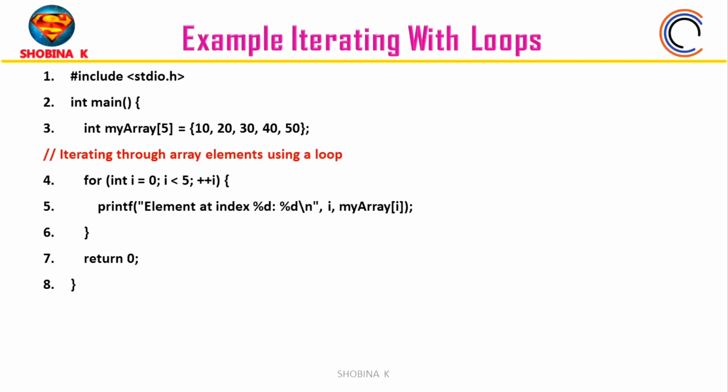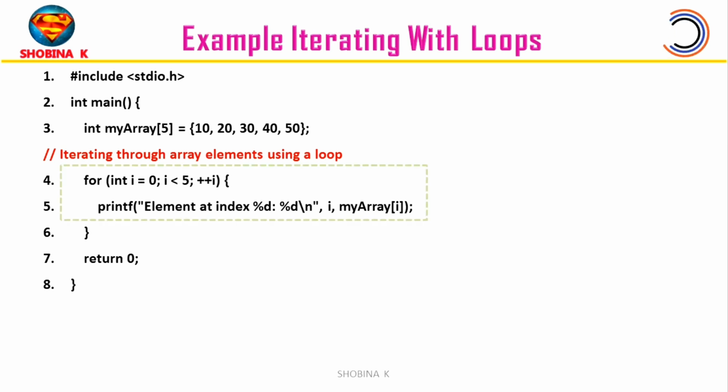Now let's see an example. This example demonstrates how a for loop iterates through the array elements, printing each element along with its index. #include <stdio.h>. This line includes the standard input-output library stdio.h in your program, which is necessary for using functions like printf. int main. This line marks the beginning of the main function, which is the entry point of every C program. int myArray[5] = {10, 20, 30, 40, 50}. This line declares an integer array named myArray with the size of 5, and it is initialized with the values 10, 20, 30, 40, 50.